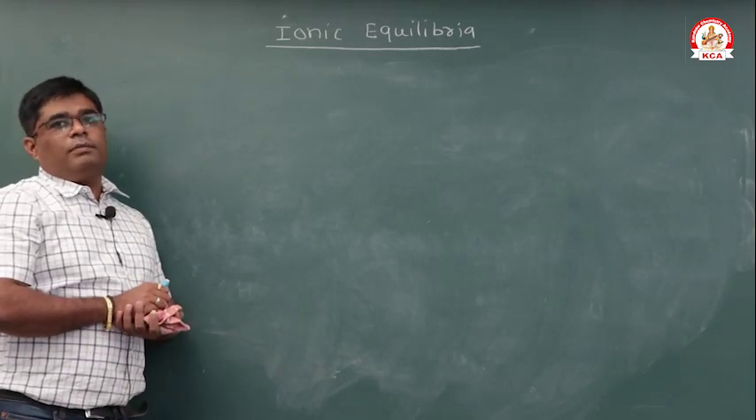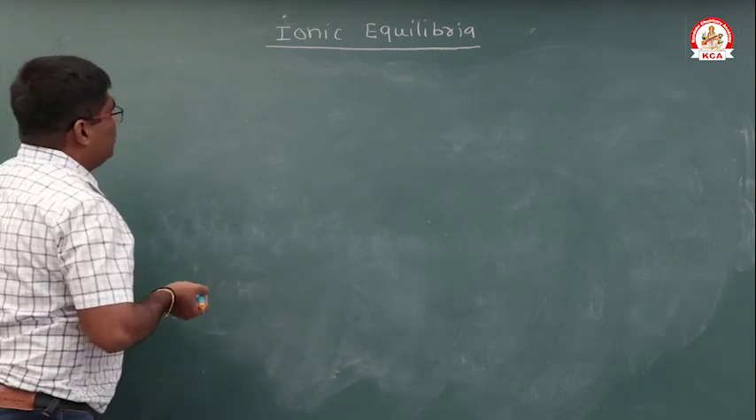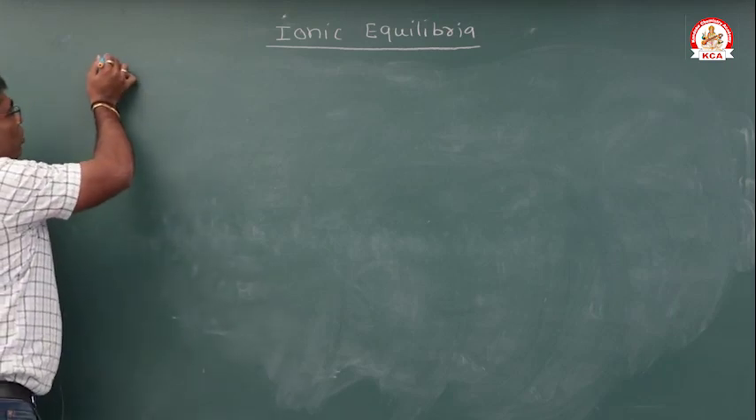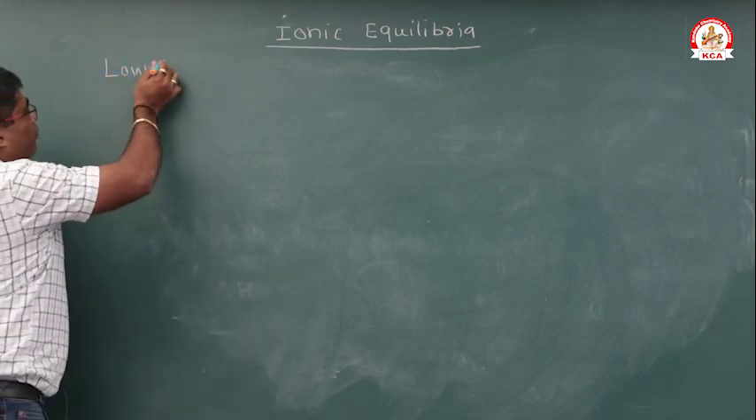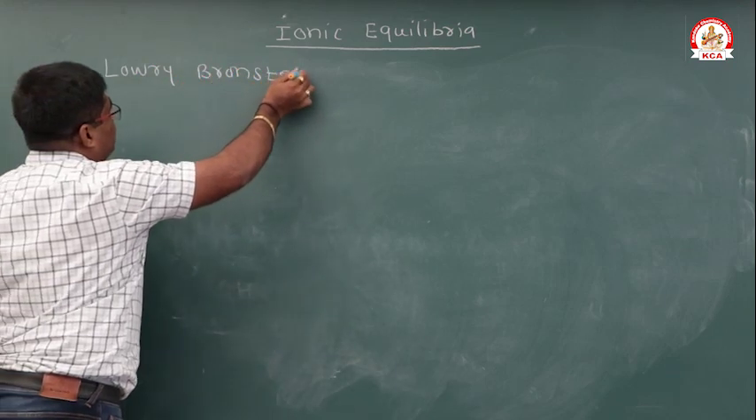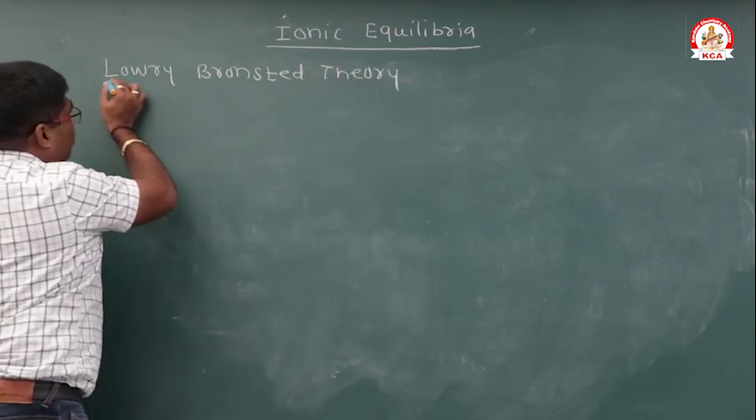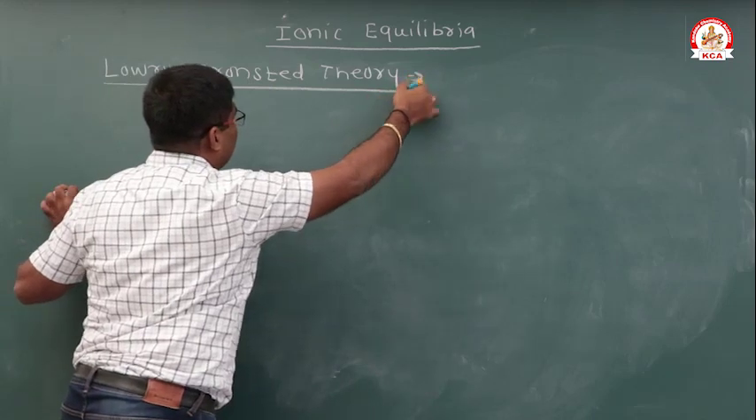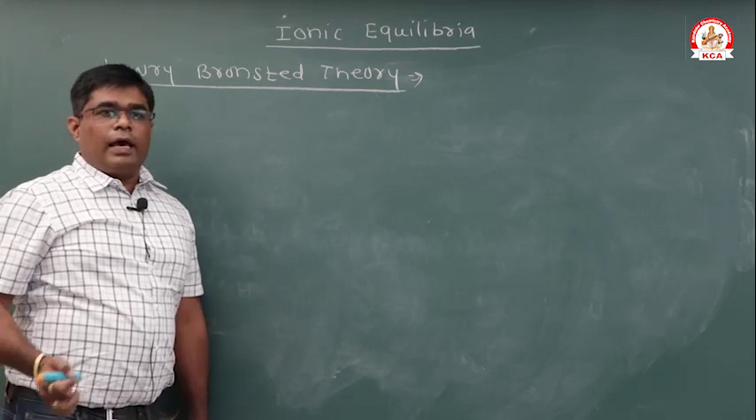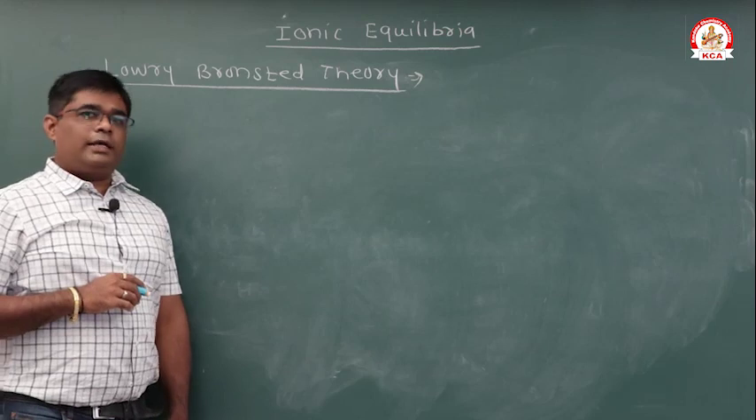And OH minus ion is the base. Now the second important theory for acids and bases is the Lowry-Brønsted theory. So what is this Lowry-Brønsted theory for acids and bases? The Lowry-Brønsted theory explains acids and bases in terms of proton donor and proton acceptor.